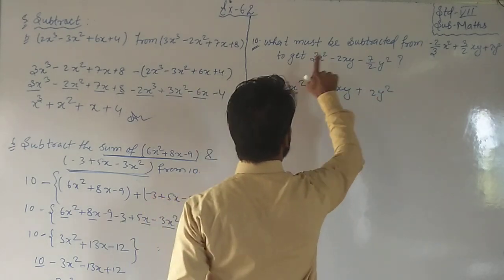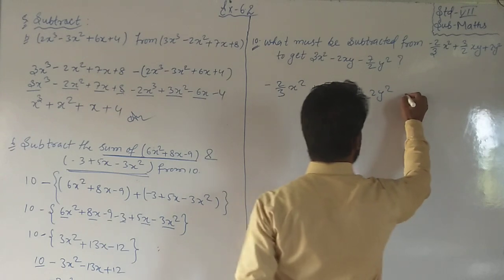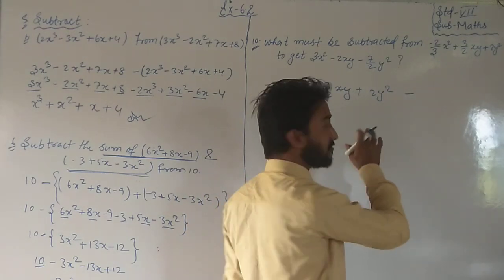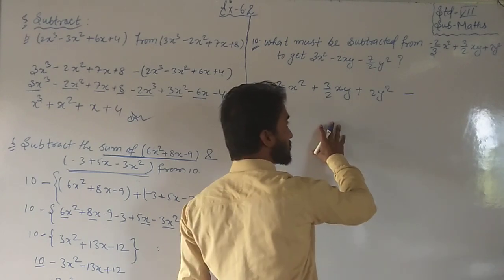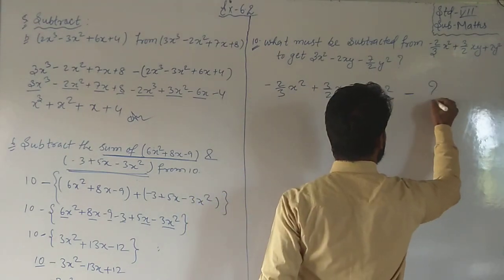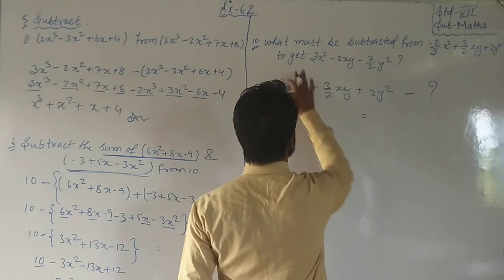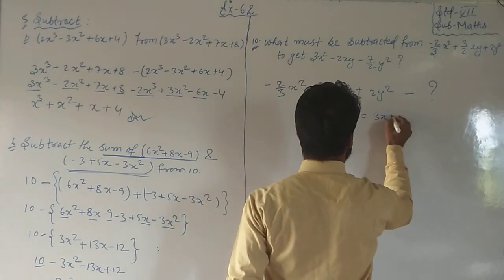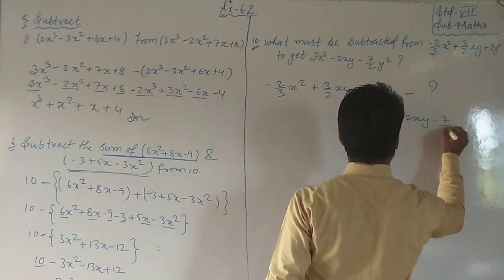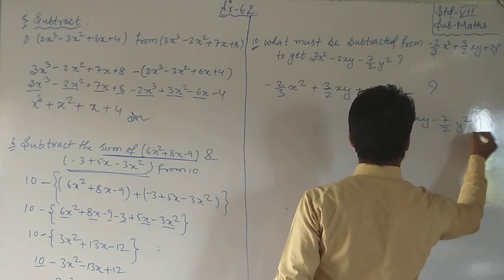So students, what must be subtracted from what we have written first? We have written it already first. But what number will we subtract? It is not known, so we will put here a question mark. Then the answer will become 3x square minus 2xy minus 7 by 2 y square.